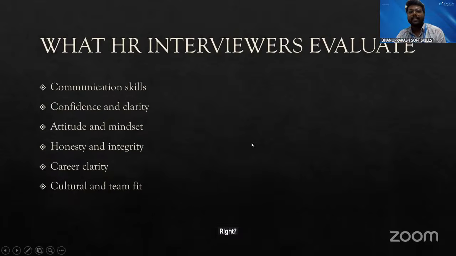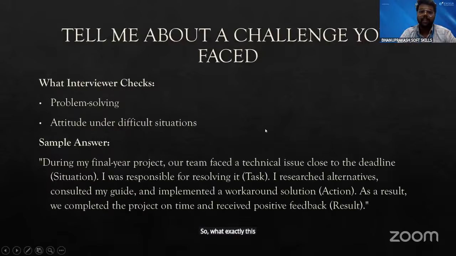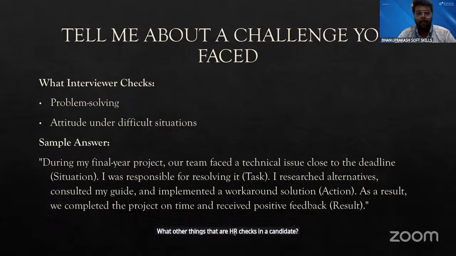So what exactly do HR interviewers evaluate? Can you tell me? Other than communication, what other things does HR check in a candidate? Behavior, okay.